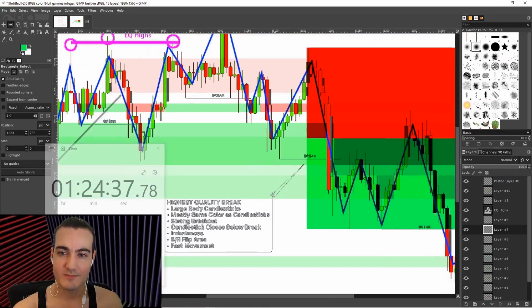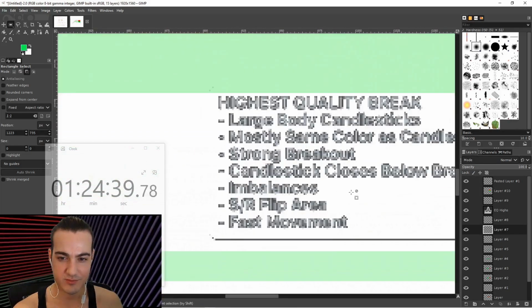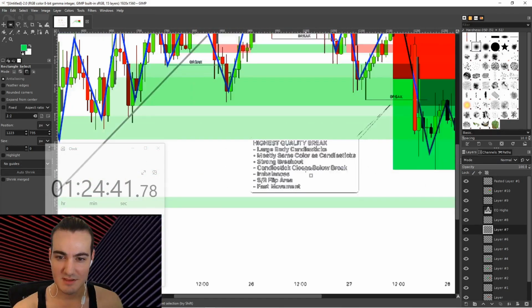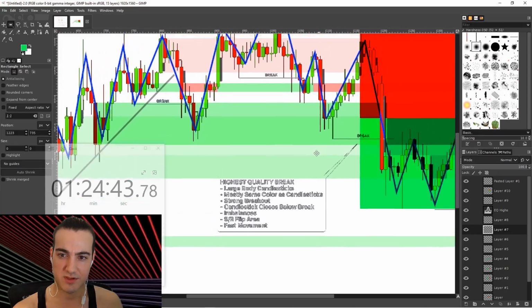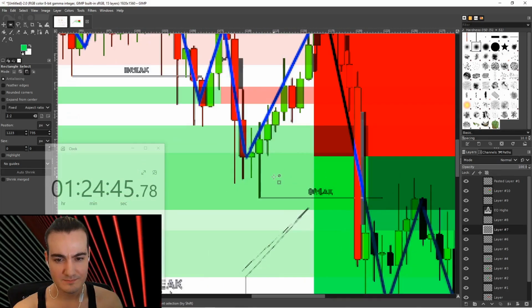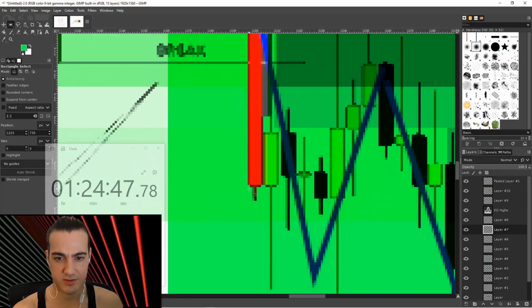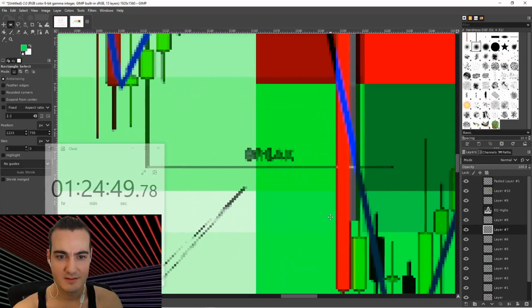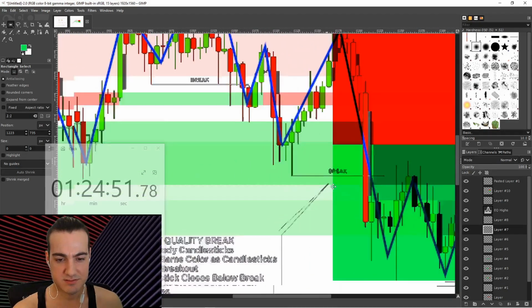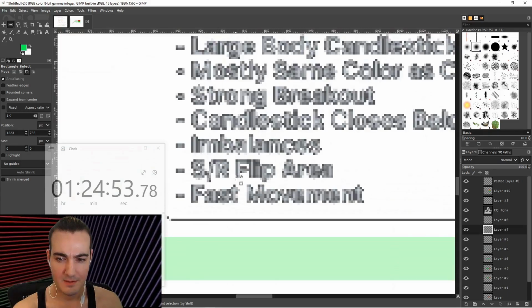Strong breakout. It's already been established. Candlestick closes below the previous break, or below the break. Yep, closes well below, all the way down here. So it's not a swing failure pattern.